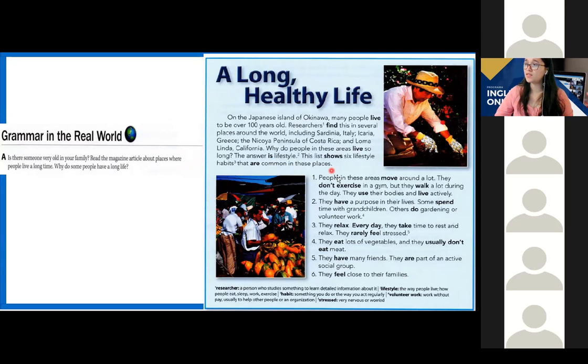Okay, thank you, Elsie. So as you can see here, they are discussing why people live a long time. So we have places such as Japan, for example, Costa Rica and Italy. So why do these people live so long? So let's see what they do. Can you help me, Henry, please, with the first one? Number one, can you read number one, Henry?